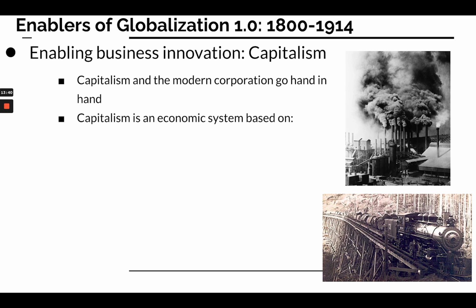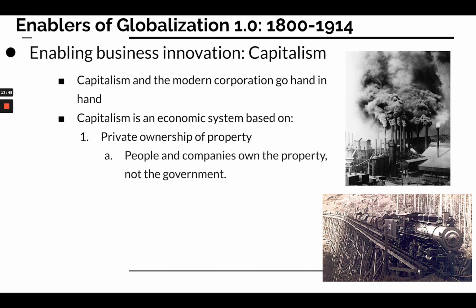Capitalism is an economic system that is based on three things. One, and first, is the private ownership of property. This is the idea that people, and the companies or corporations they form, can own property, not just the government. It doesn't mean that government doesn't own any property. America is a capitalist country, and its government owns lots of property. The national parks, for example, are government-owned property. Post offices are government-owned property. But the idea here is that private individuals and companies can also own lots of property.